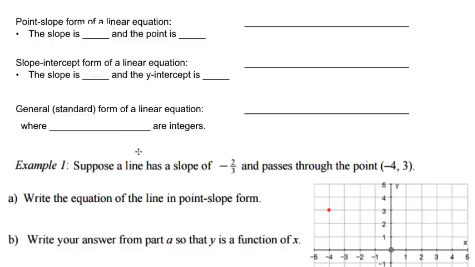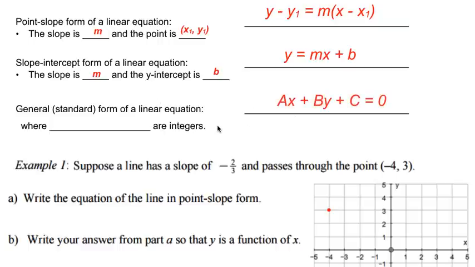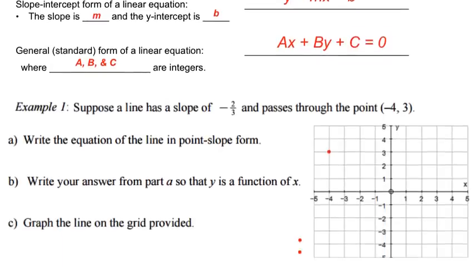The point-slope form of a linear equation is y minus y1 equals m times x minus x1, where the slope is m and the point is (x1, y1). Slope-intercept form is y equals mx plus b. Again, the slope is m, and the y-intercept is that letter b. And the general or standard form of a linear equation is ax plus by plus c equals 0, and a, b, and c are integers. And remember, an integer is any number that's a positive or a negative whole number.